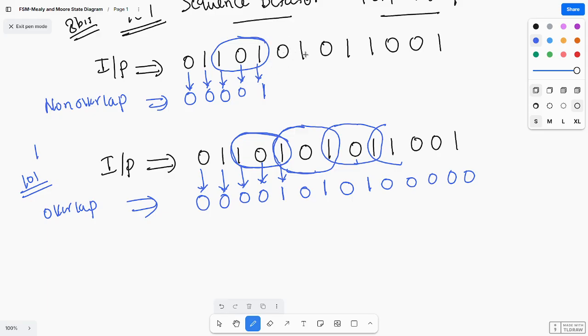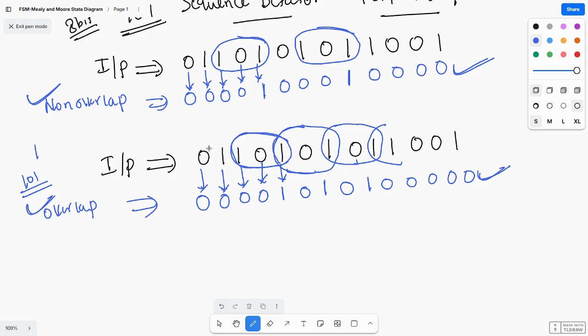Okay, the last bit cannot be the first bit. 0 0 1 means 0 only. Again 0 1 0, 0 only. See here, 1 0 1, I got the sequence, output becomes 1. Okay, again it will start fresh. 0 1 0 0 1 0 0 0 1 0 0 1 means 0. So there is a difference between non-overlapping and overlapping sequence.